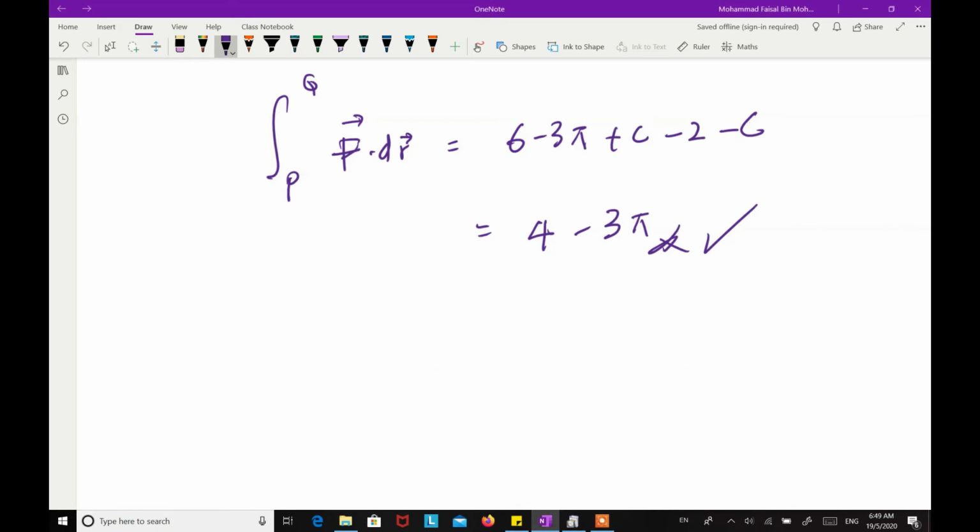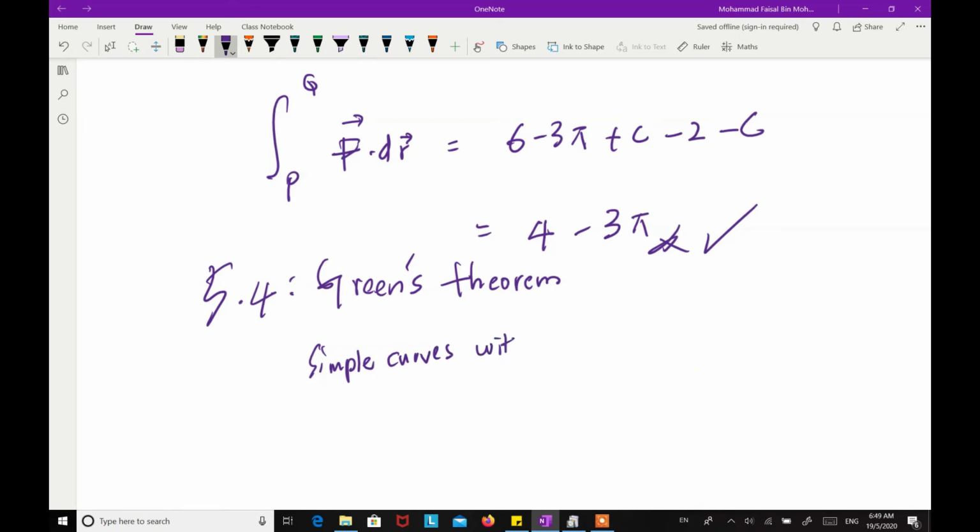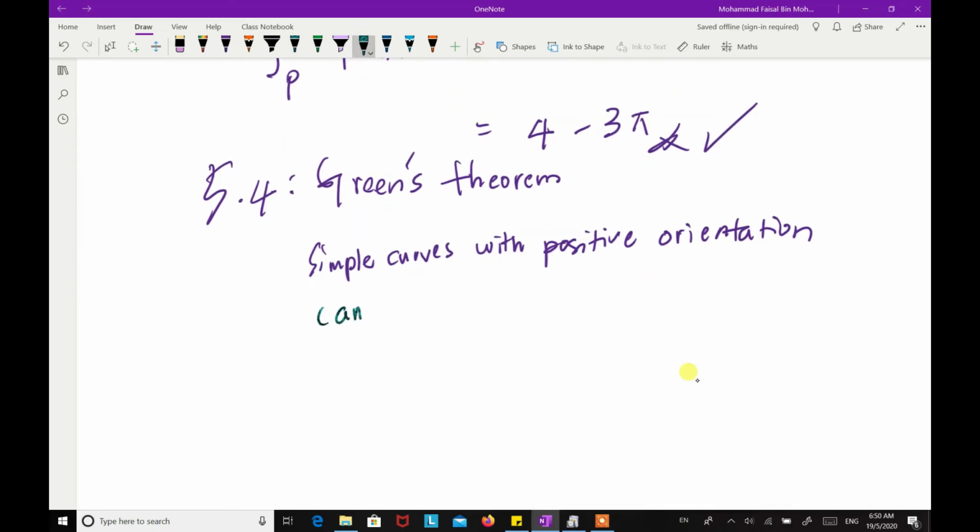So I will move to Green's theorem, 5.4. Under certain conditions, like simple curves with positive orientation, anti-clockwise, we can evaluate a closed line integral on the xy plane through a double integral by using Green's theorem.